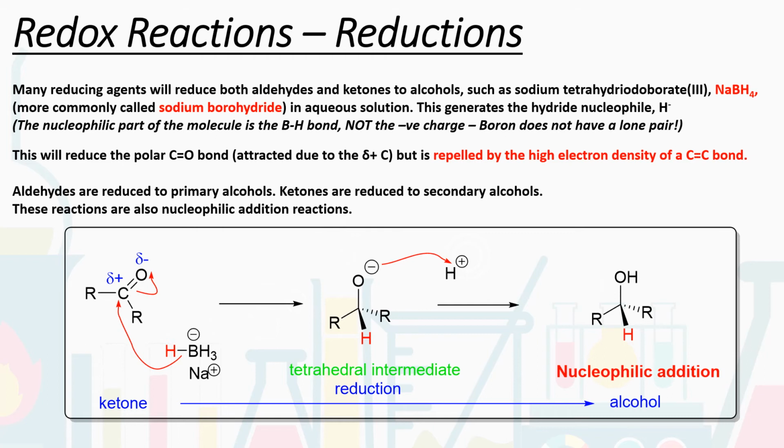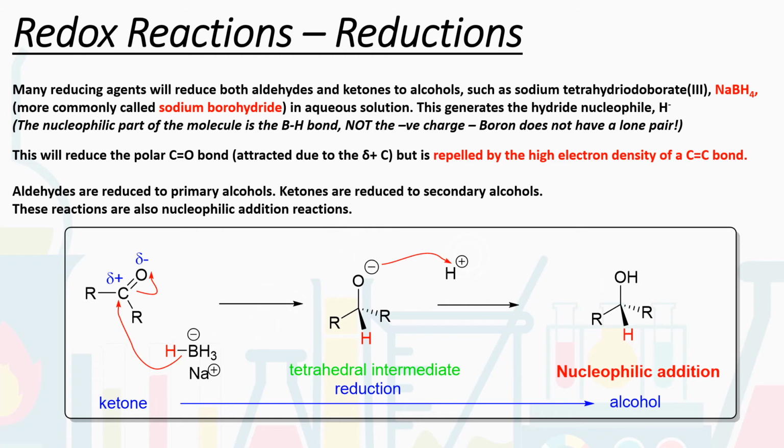So just double check with your exam board as to whether when you draw out the mechanisms you can draw it out as the hydride nucleophile H-, or whether you need to draw it out as the BH4- anion. If it's the H- nucleophile, then you can just draw an arrow from the negative charge of your H-. If you're using BH4-, you have to draw the arrow from the BH bond. But at the end of the day, it's still essentially a nucleophilic addition reaction, so the mechanism is exactly the same as we've seen before.